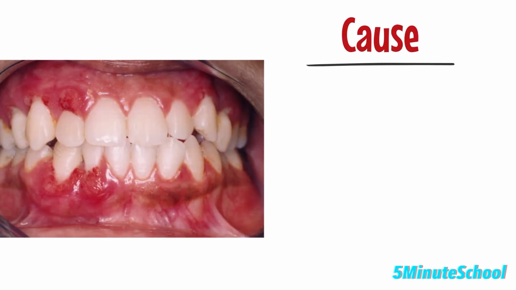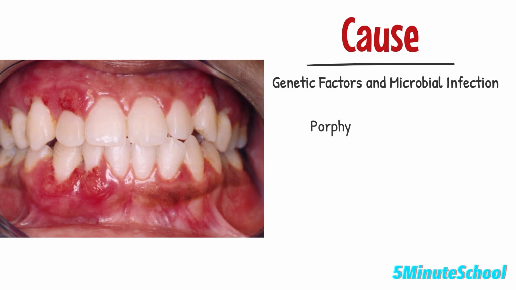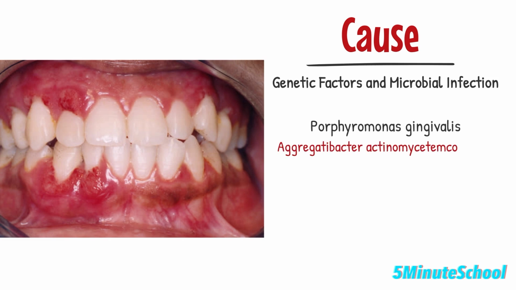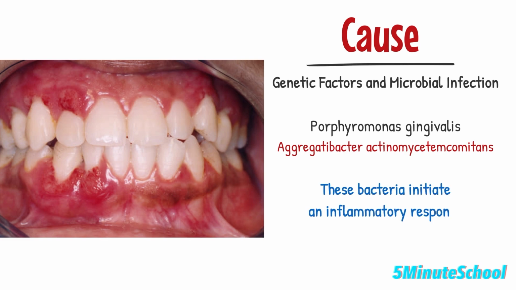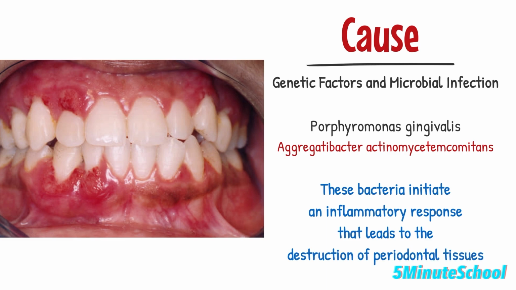So let's talk about the cause of aggressive periodontitis. Well, firstly, it's not fully understood, but it's believed to be the result of a combination of genetic factors and microbial infection. Specific bacteria such as Porphyromonas gingivalis and Aggregatibacter actinomycetemcomitans are commonly associated with aggressive periodontitis. Now, these bacteria initiate an inflammatory response that leads to the destruction of periodontal tissues.